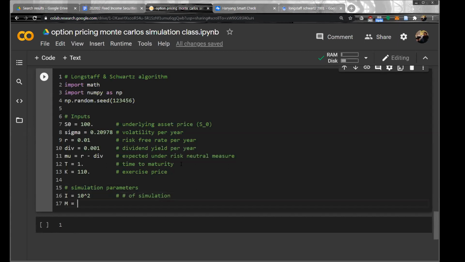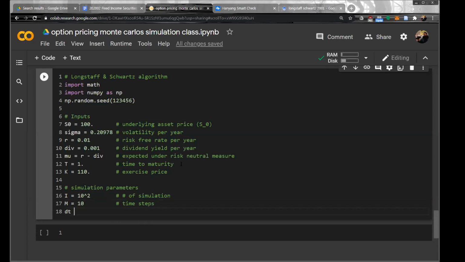And this is a time step. So how many time steps do we have? Let's make it 10. Time step. So it means dt equals T over M, the length of the time step.